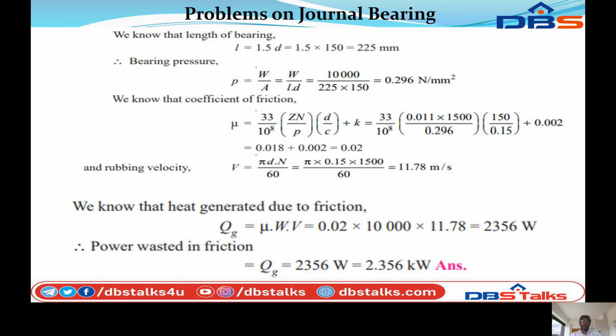So we know that the length of the bearing, L is equal to 1.5 into D, that equal to 1.5 into 150, that equal to 225 mm. So therefore bearing pressure P is equal to W by A, that equal to W by L into D, that equal to 10,000 divided by 225 into 150. Finally, we are calculating bearing pressure P is equal to 0.296 Newton per mm square.